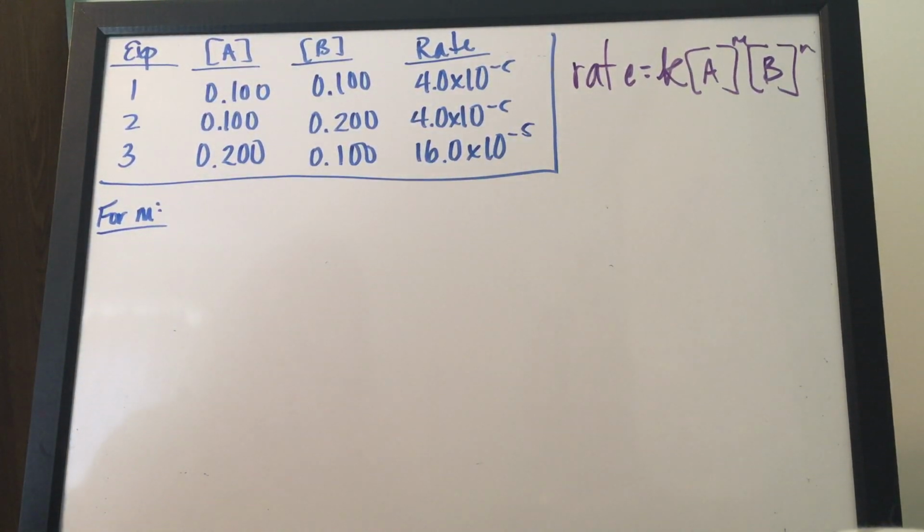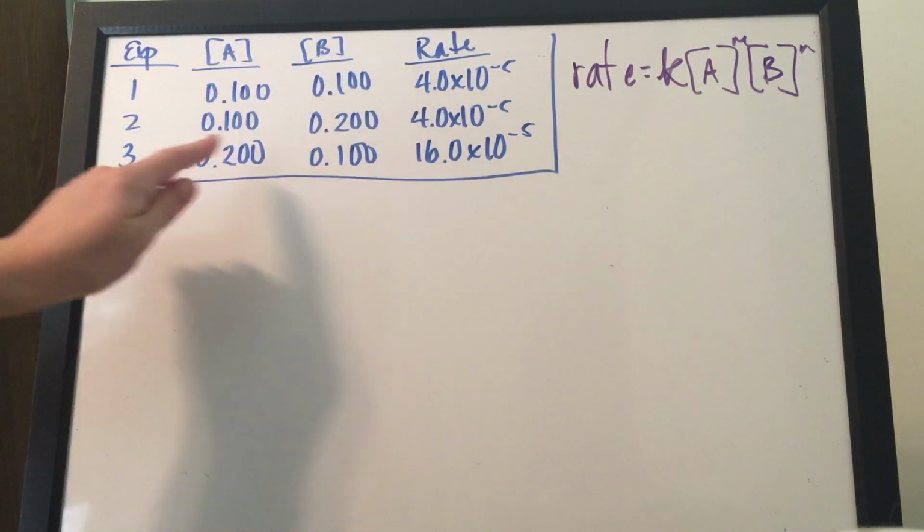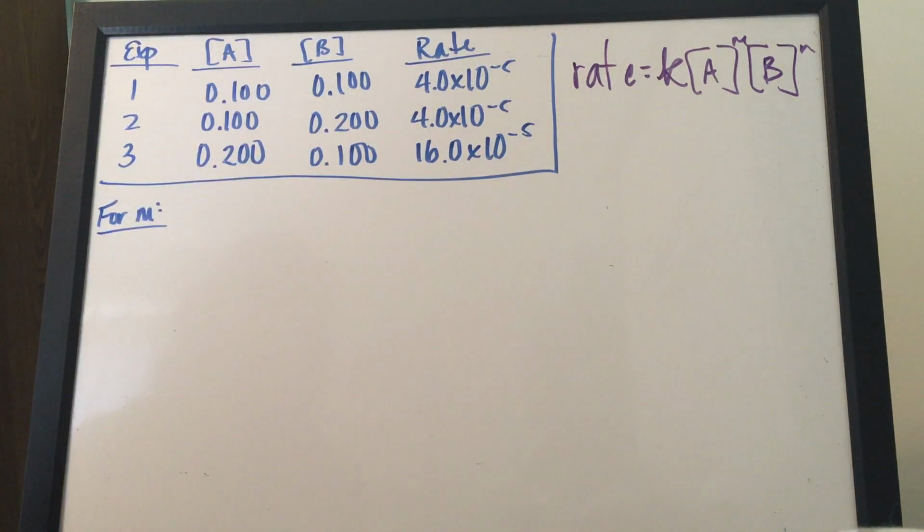So I'm looking at how changing A's concentration affects the rate. If we want to change A, B has to stay constant. So what do I want to compare? Two experiments where A changes but B stays the same. That's going to be experiment 1 and experiment 3: A changes, B stays constant.